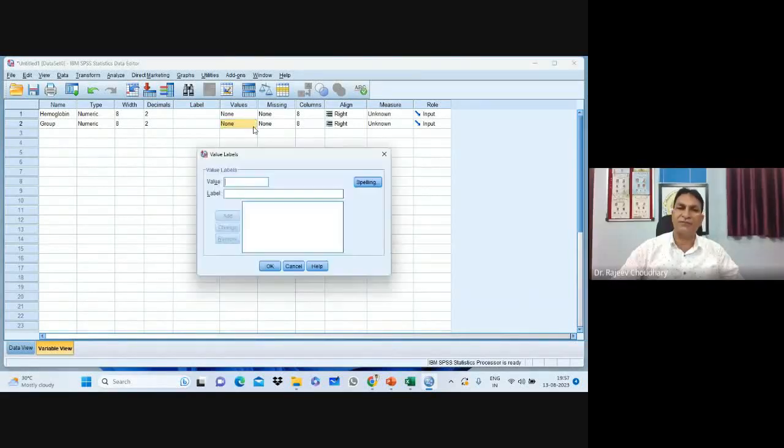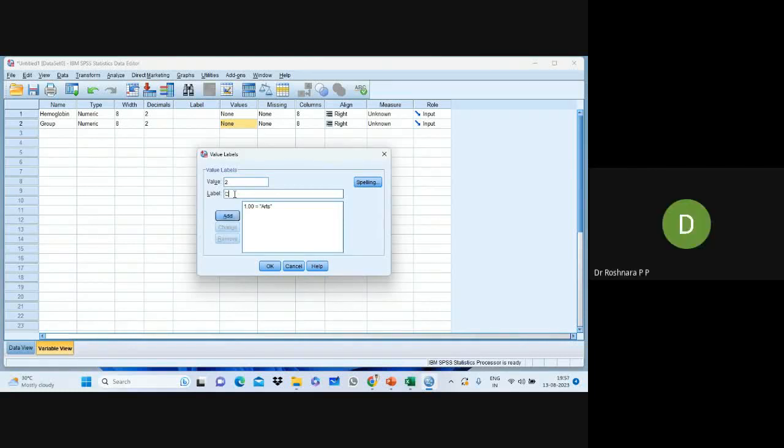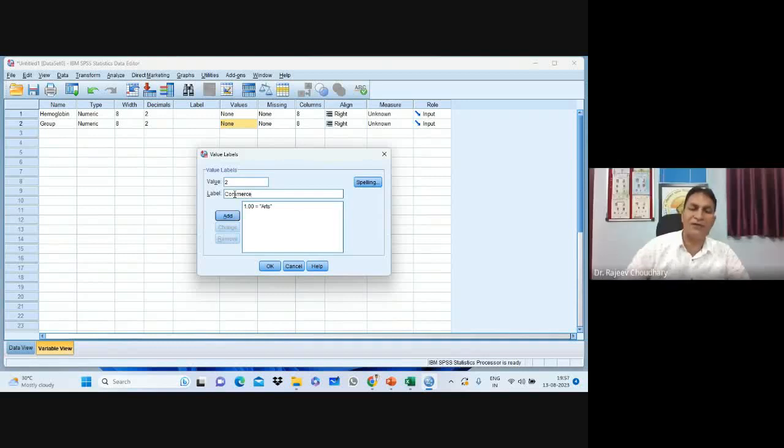In front of the group, same as the independent t-test, click on the row of values. Click on this and enter 1 in the value, and we have given the label 1 for arts group. Write down arts and add, and write down 2. Our label for 2 is commerce group. Add this, and the third one is science. Click on add. Click on OK.